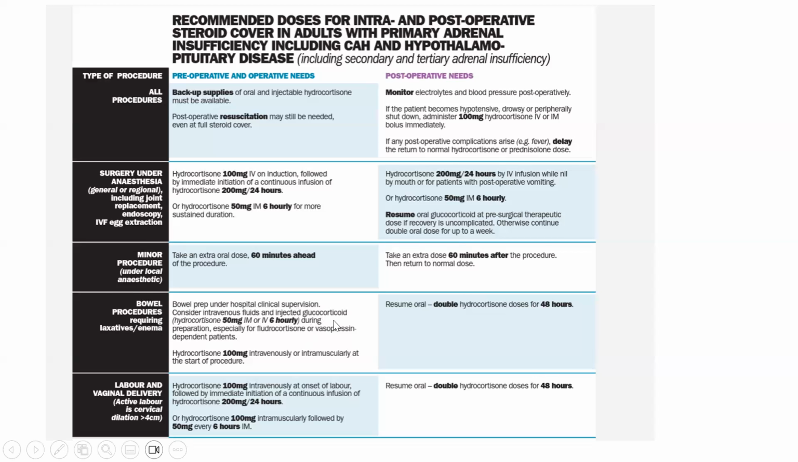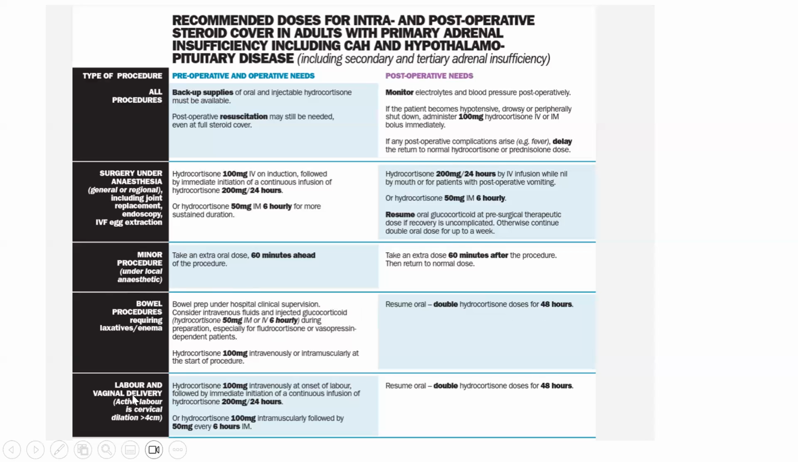Consider IV fluids and injected glucocorticoid, here 50 milligram hydrocortisone IM or IV 6 hourly during preparation, especially for those who are fludrocortisone or vasopressin dependent patients. Again, hydrocortisone 100 milligram IV or IM at the start of the procedure. So apart from this preparation, also 100 milligram IV given at the start of the procedure. So very important for bowel procedures requiring laxatives and enema. Post-procedure, resume oral double hydrocortisone dose for 48 hours.